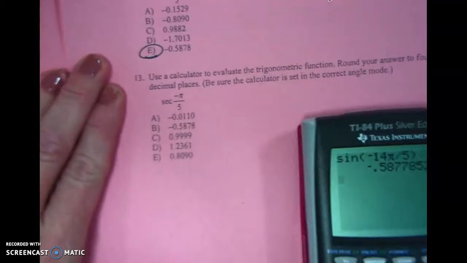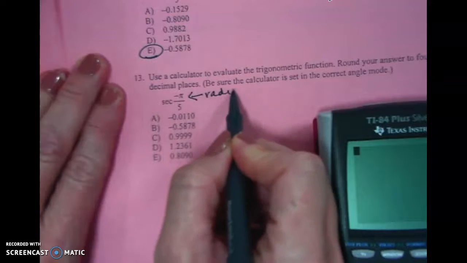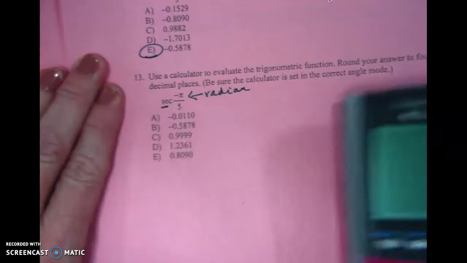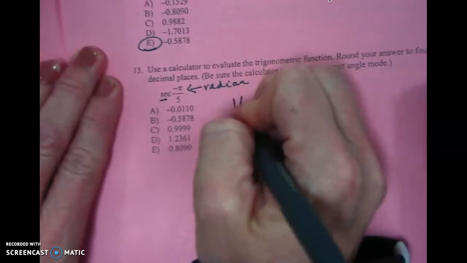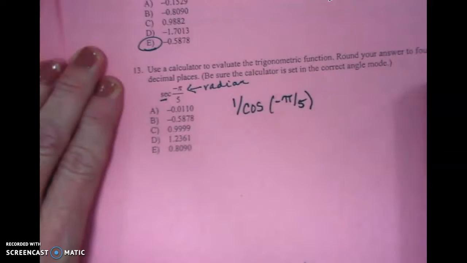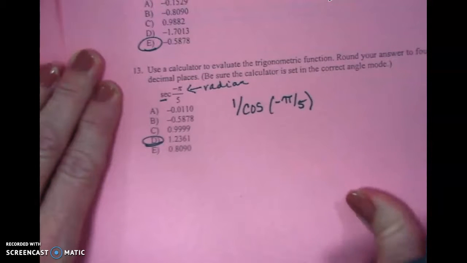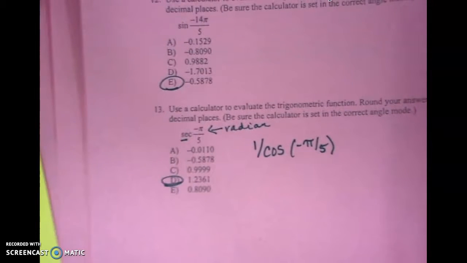Again, use the calculator. The problem with this one is not only are we in radian mode, but secant is not on our calculator, so we're going to enter it as 1 over cosine of negative pi over 5. Because secant and cosine are reciprocals of each other. And when we do that, we get 1.2361. So making sure you're in your mode and making sure you know how to enter that into your calculator correctly.